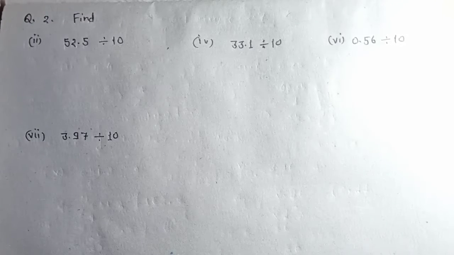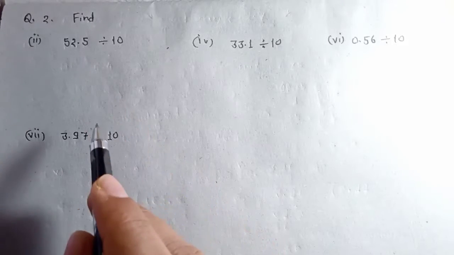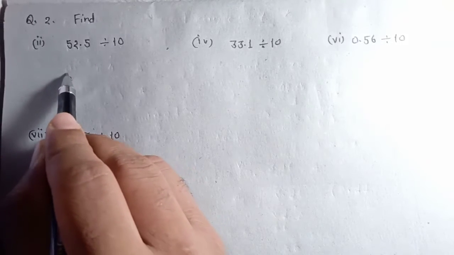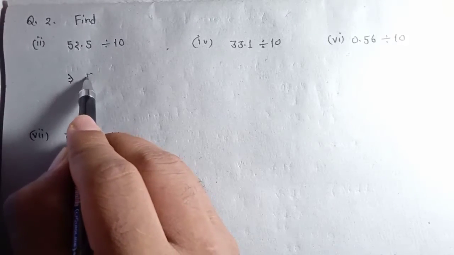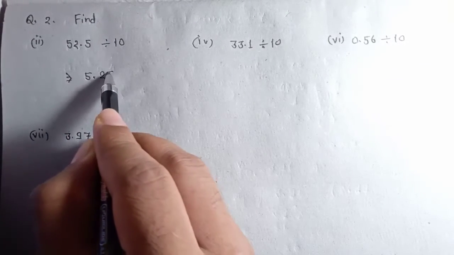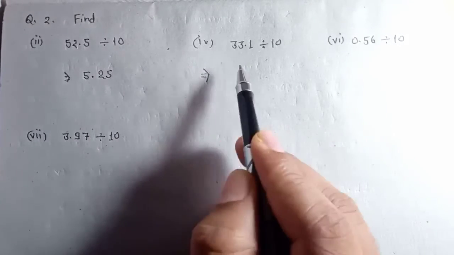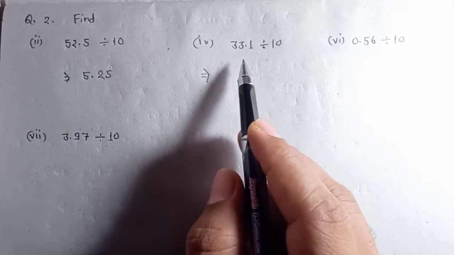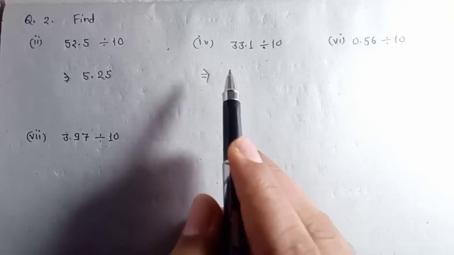Here in question number 2, we have to divide these numbers by 10, 100 or something. So when you divide this 52.5 by 10, what do you get? Try to think. This decimal sign displaces one digit to the left hand side, so you can write your answer directly, or you can divide, but I'm going to write this answer directly. It becomes 5.25.